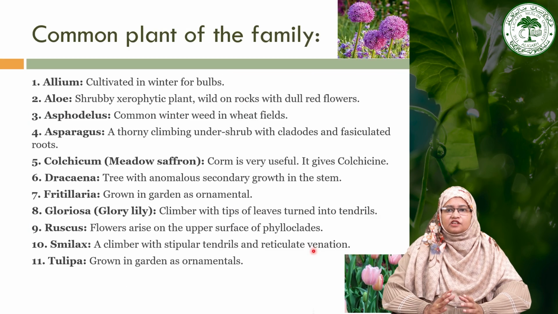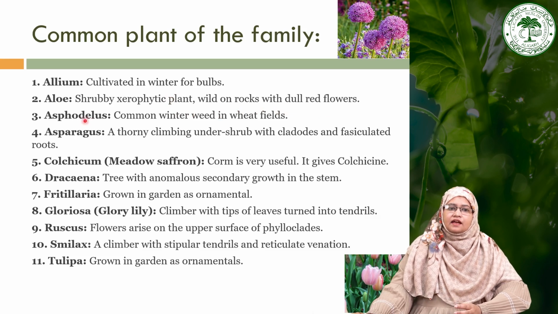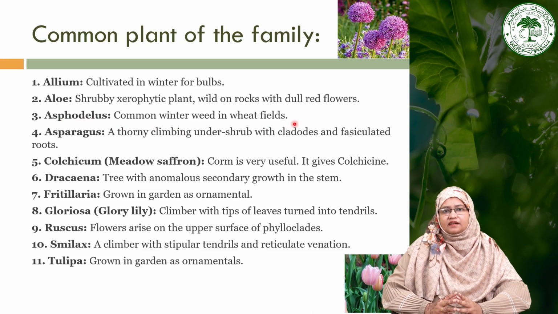Now moving toward some common plants of this particular family, like Allium, which is cultivated in winter for its bulb. Then Aloe, which is a shrubby xerophytic plant that is wild on rocks, with dull red flowers, and Aloe is also used for many medicinal benefits. Then Asphodelus, which is a common winter weed in wheat fields. Then Asparagus, which is a thorny climbing undershrub with cladodes and fasciculated roots, which is also consumed as food.